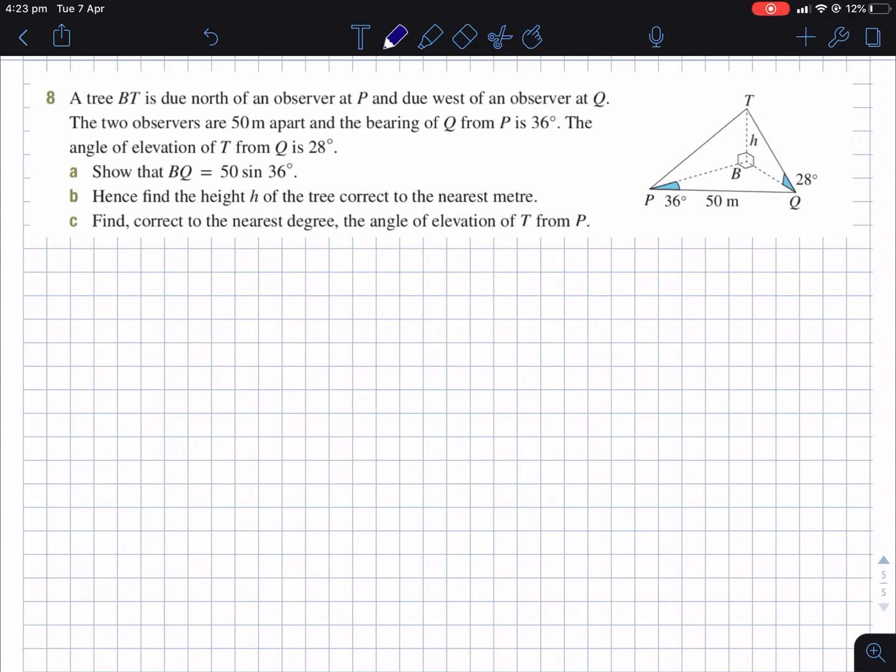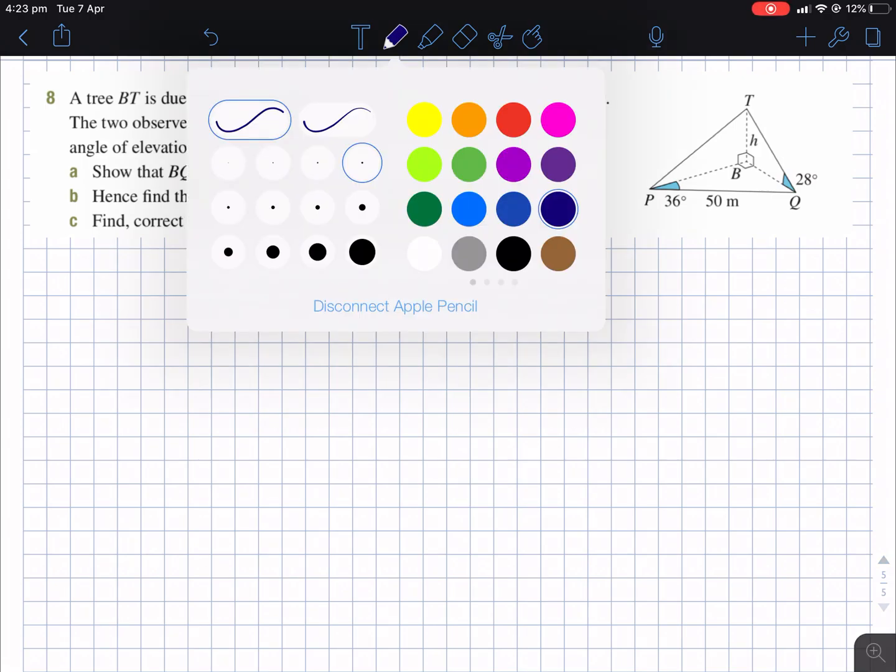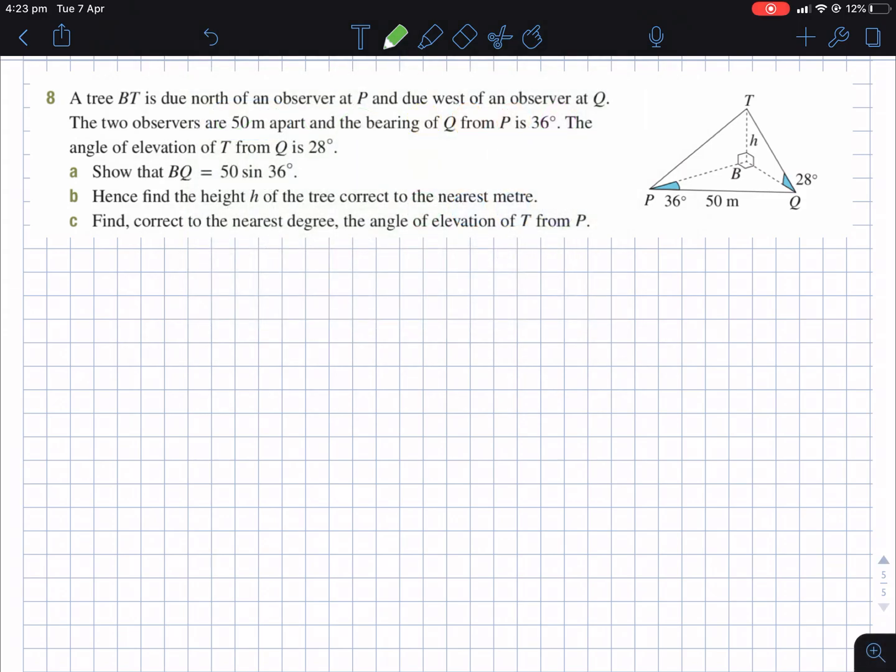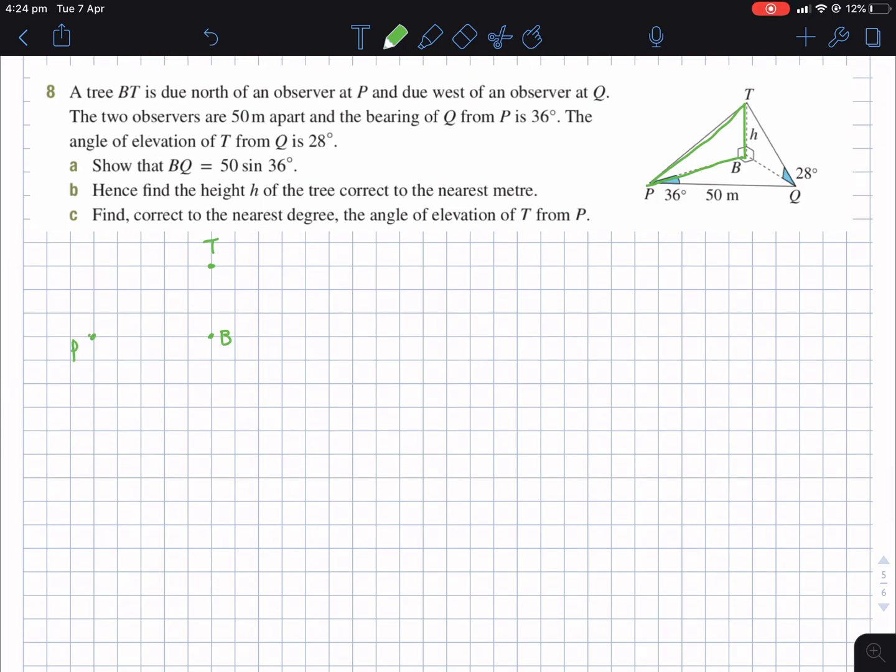So question 8's a funny one. We've got a few different triangles we could have, and I'm actually going to start by drawing them out. So we've got this triangle here, so that's T, and then down to B and across to P. And we know this side length is H, but we don't actually have any other information for that triangle.